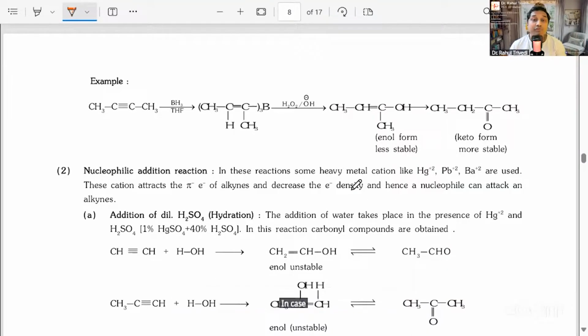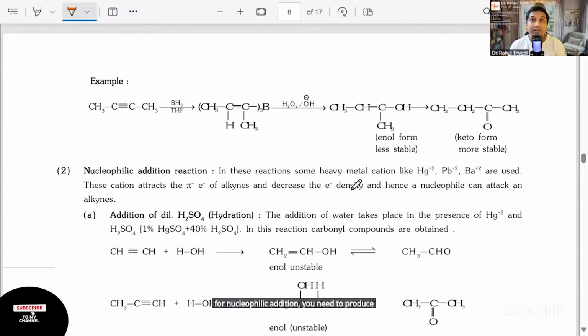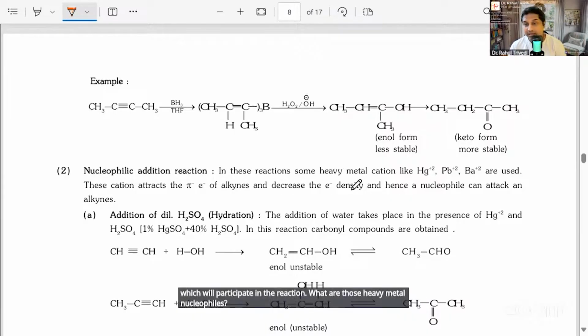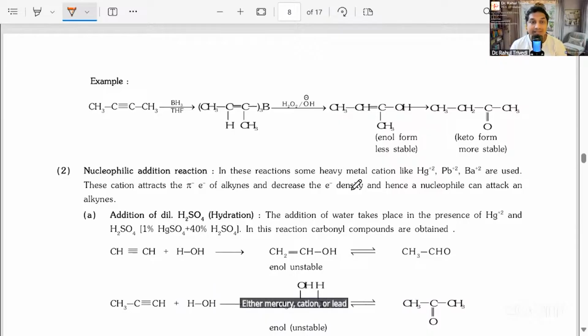In case of nucleophilic addition, it's not easy. Why? For nucleophilic addition, you need to produce a nucleophile which has excess electron. Yes or no? For that, you need to have a heavy metal cation with you. Why? These heavy metal cations will be able to produce nucleophiles, which will participate in the reaction. What are those heavy metal cations? Either mercury or lead or barium. These are considered to be heavy ones.